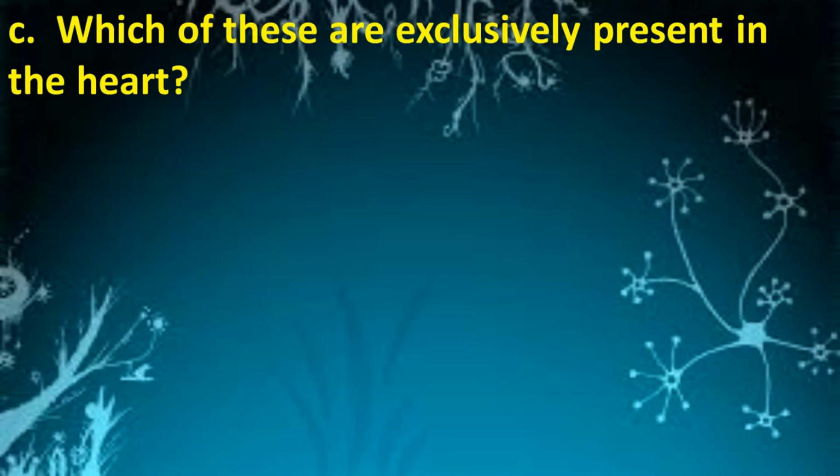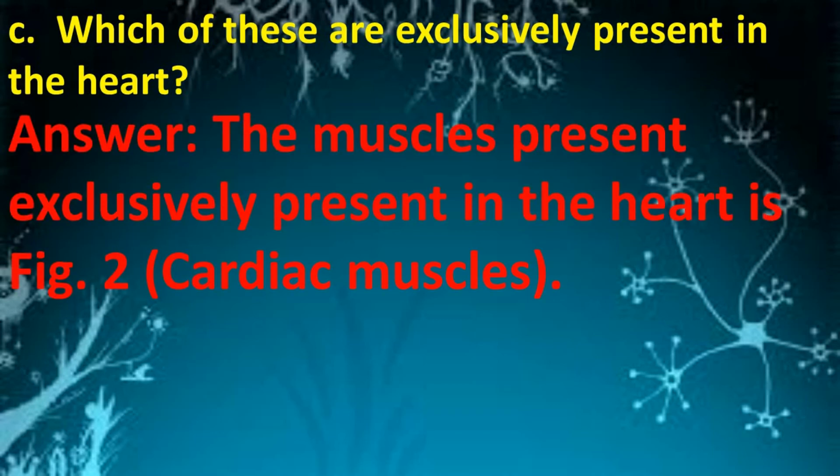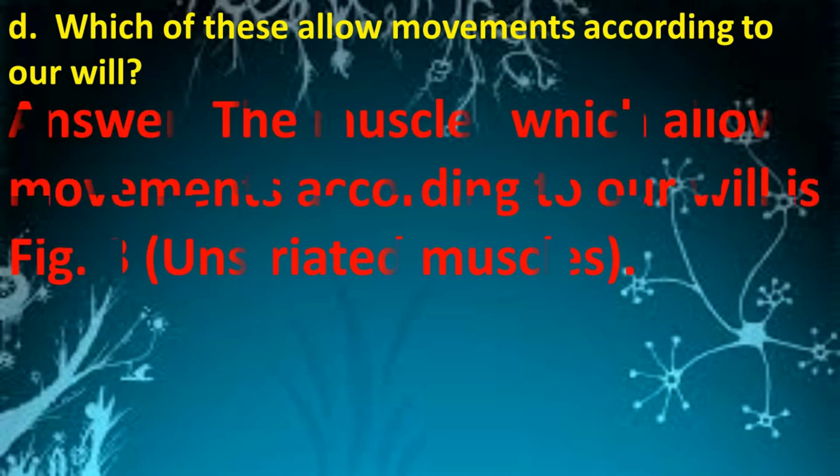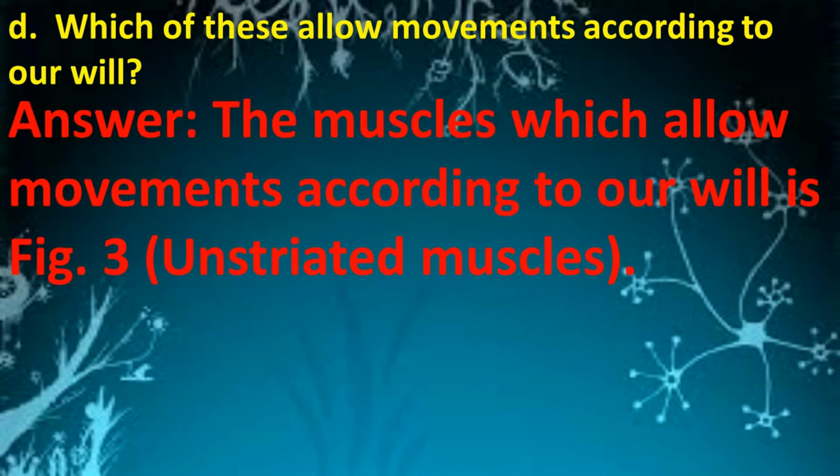Next question. Which of these are exclusively present in the heart? Answer is: The muscles exclusively present in the heart is figure 2, cardiac muscles. Next question. Which of these allow movements according to our will? Answer is the muscle which allow movements according to our will is figure 3, unstriated muscles.